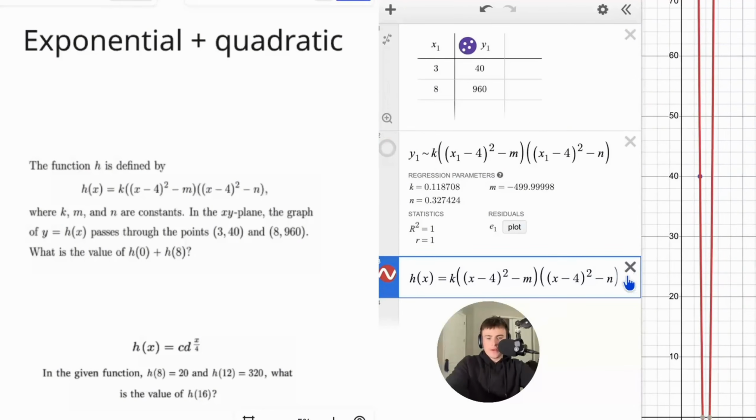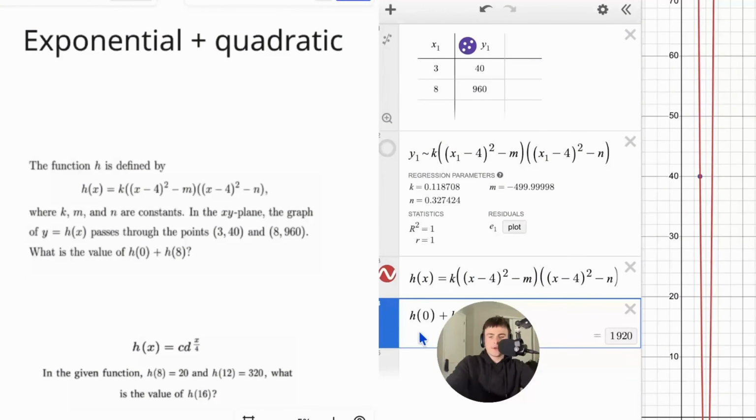Perfect. And now that we have the equation graphed, we can just solve for these 2 numbers. So just do h of 0 plus h of 8. And it just does all the math for us. So the answer is just immediately 1920.